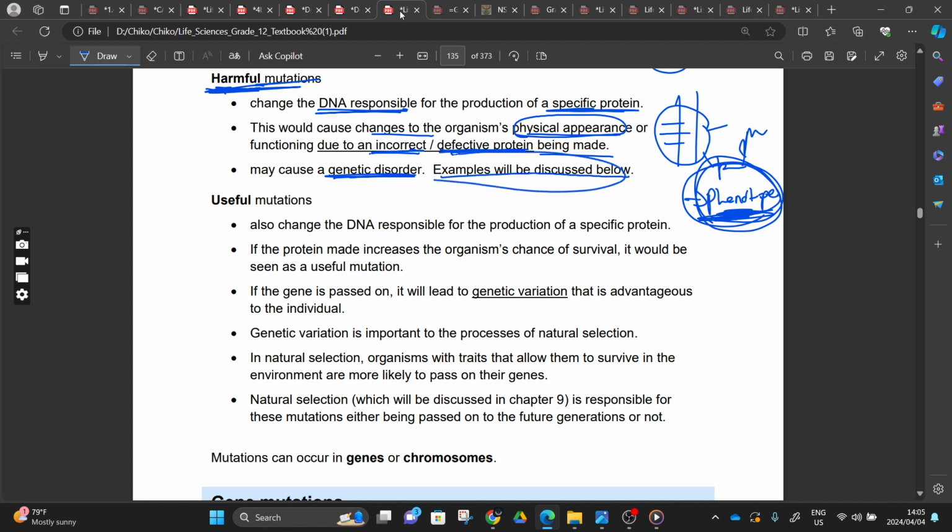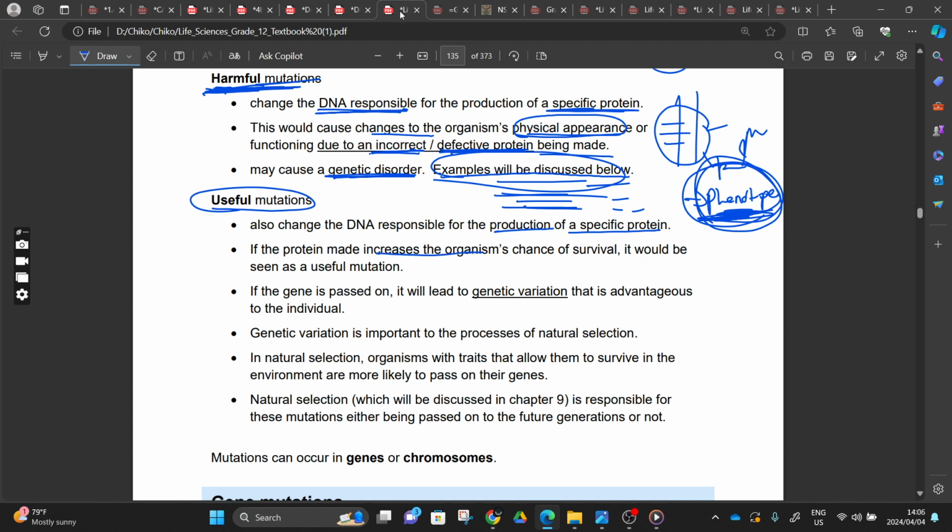We discussed this previously: hemophilia, color blindness, sickle cells, albinism. These are types of harmful mutation. And from there, we have a useful mutation. What is a useful mutation? It also changes the DNA responsible for the production of a specific protein.